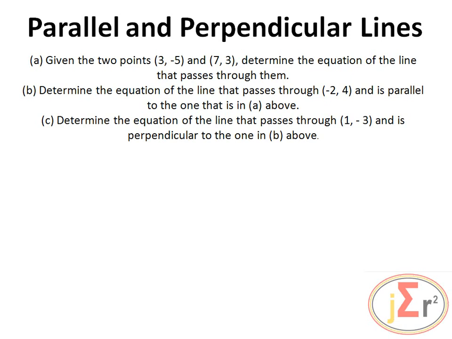Then we are going to determine the equation of a line that passes through the point that we have there, negative 2, 4, and is parallel to the one that we had above. Then finally, we are going to determine the equation of a line that passes through 1, negative 3, and is perpendicular to the one that is in B above. So let's begin our process.